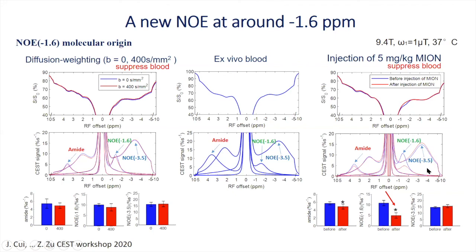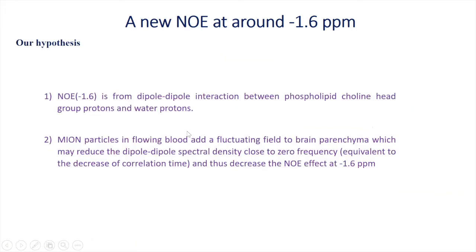And here I want to mention that the NOE minus 3.5 ppm signal does not change. We guess that this is from the choline head group, but the NOE at minus 3.5 may be from the lipid chain, and their dynamics is different, and so maybe this happens to be in the frequency range of the change in the electromagnetic field induced by the Maya. So here is our hypothesis.